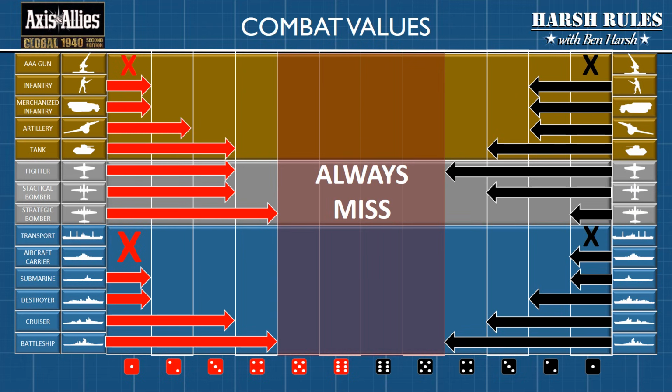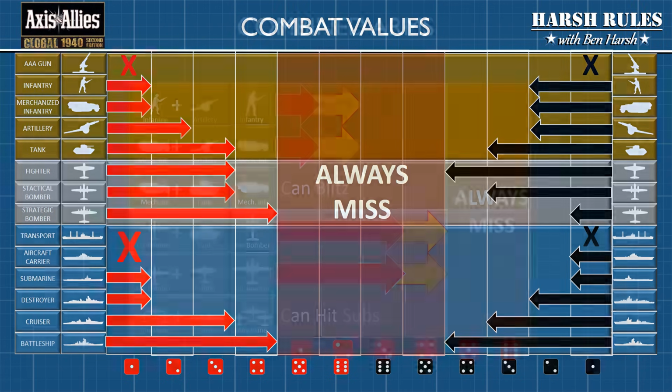In this chart, each unit is represented with the attack rating on the left in red and the defense rating on the right in black. As you can see, a roll of 5 or 6 for either rating is considered a miss.